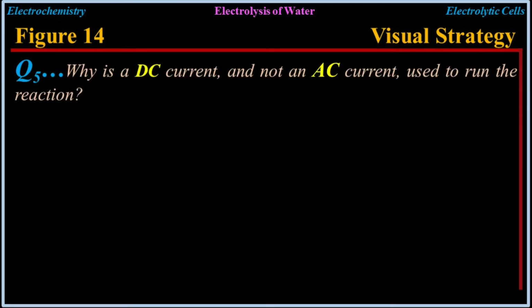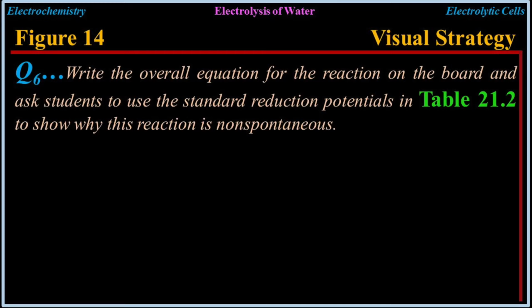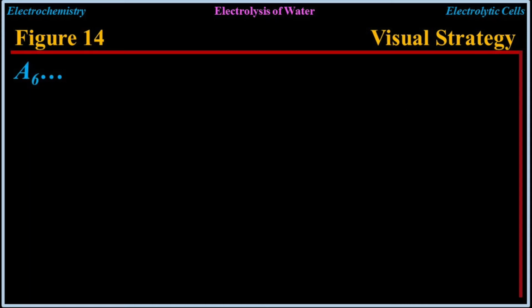Why is a DC current and not an AC current used to run the reaction? DC devices maintain a constant potential difference. The voltage potential from an AC generator alternates in sign. Write the overall equation for the reaction on the board and ask students to use the standard reduction potentials in table 21.2 to show why this reaction is non-spontaneous.